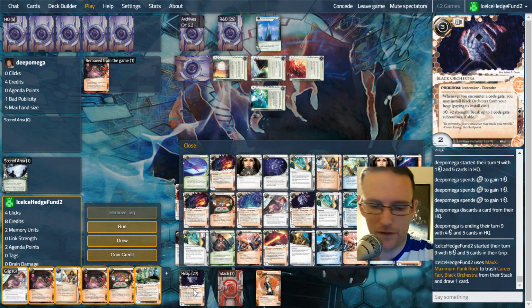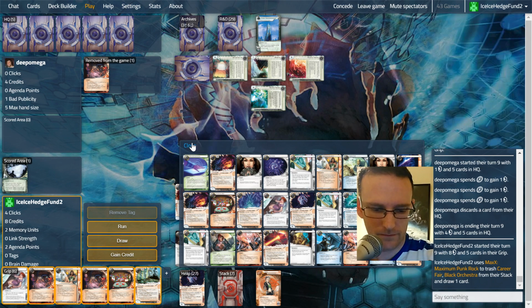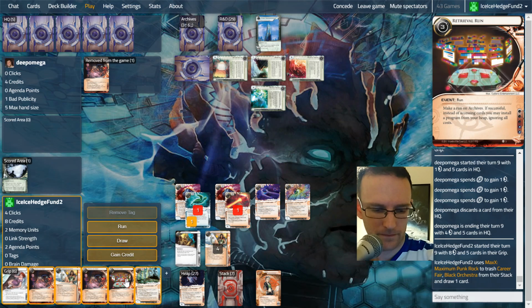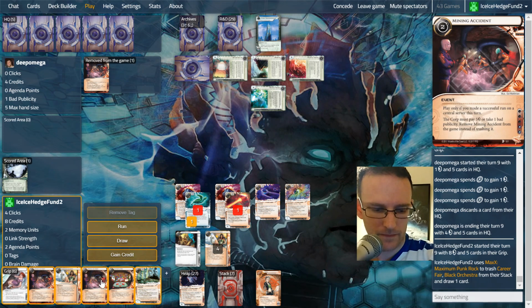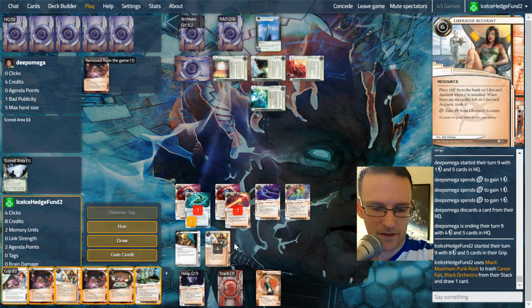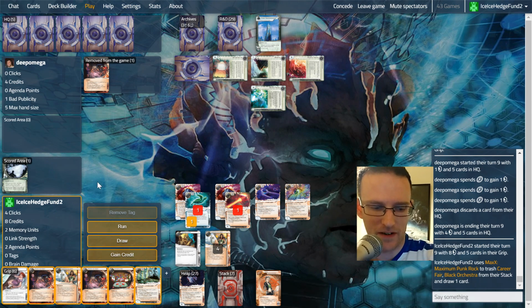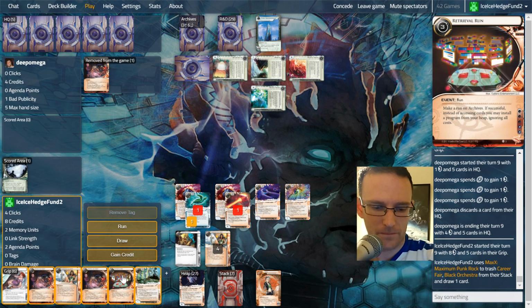Trope is likely too slow. So I think instead we Retrieval Run, get ourselves a Data Sucker, and liberate it so we don't end up getting hit by Hard-Hitting News. And that should put us in an okay position, I think.